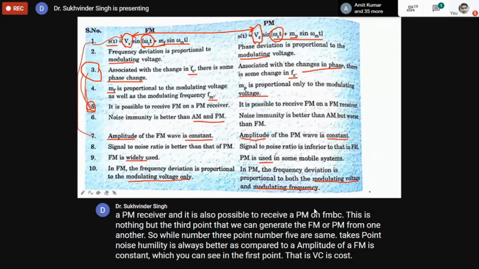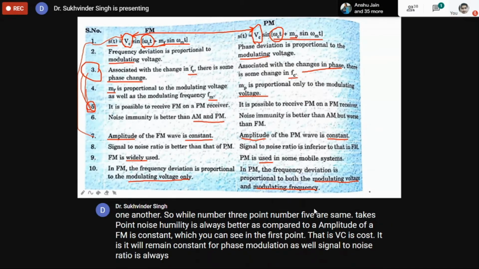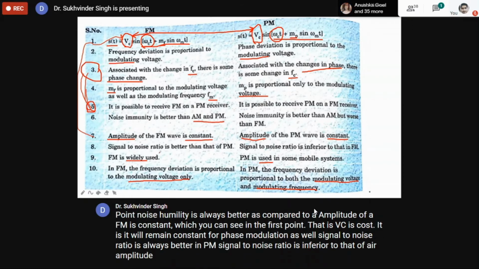It will remain constant for phase modulation as well. Signal to noise ratio is always better in PM. Signal to noise ratio is inferior to that of FM. Amplitude modulation has signal to noise ratio high. Why is signal to noise ratio high in AM?